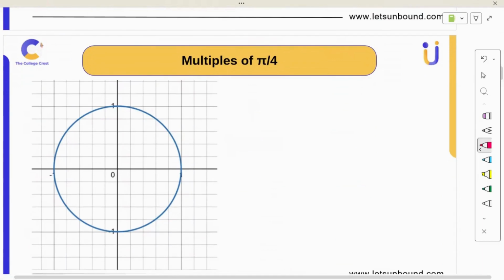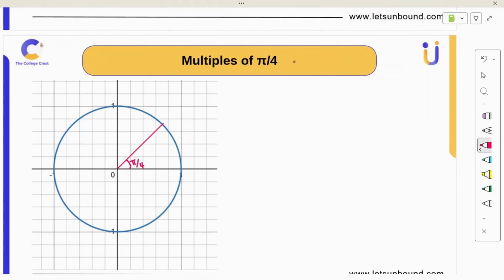Multiples of pi by 4. So we are going to find what sine pi by 4 is, if they ask you, what should I give as the ratio? So we are going to learn that. Multiples of pi by 4 first. Take a unit circle and make an angle pi by 4. It will exactly mark half of the quadrant. Correct? So I'm taking the first quadrant, pi by 4.